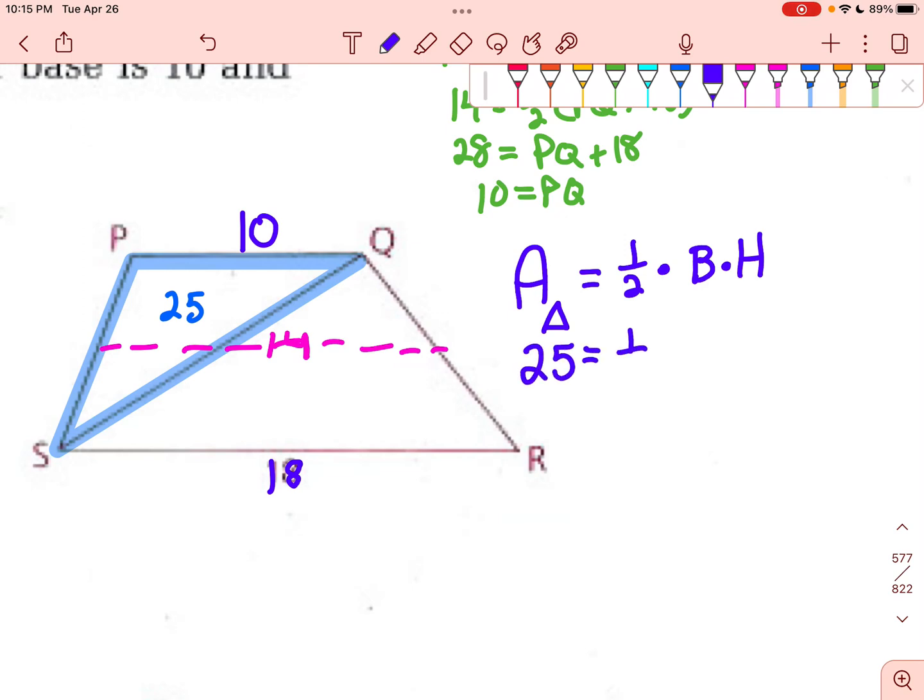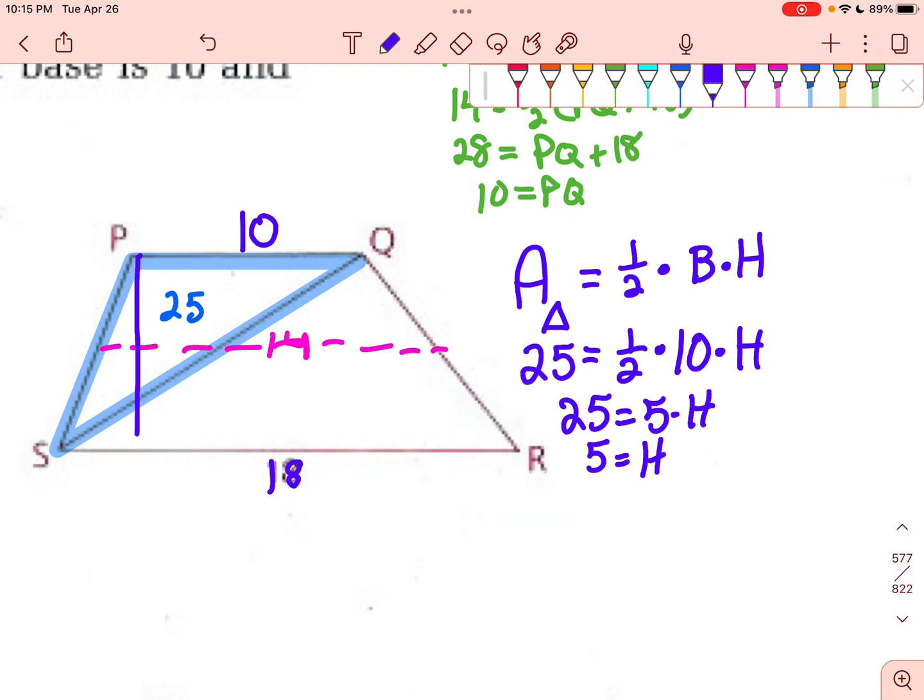So that has to be equal to 1/2 times the base, which is 10, times the height. We don't know what the height is. So 25 is equal to 5 times the height, divide by 5, and we know that the height is now equal to 5. And of course, that stands for the vertical height.